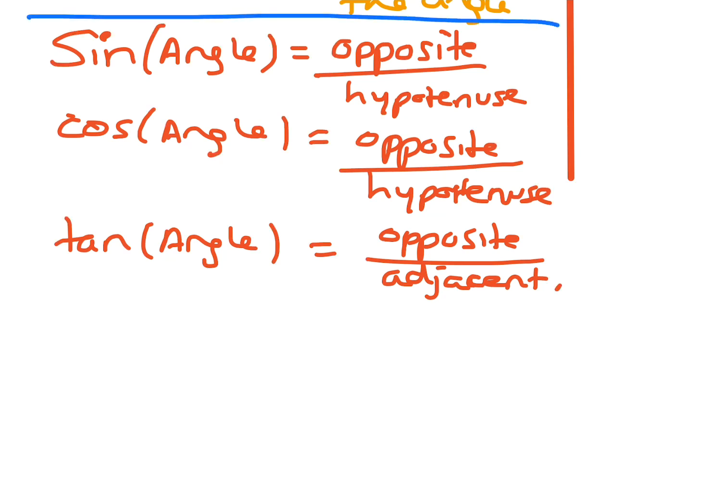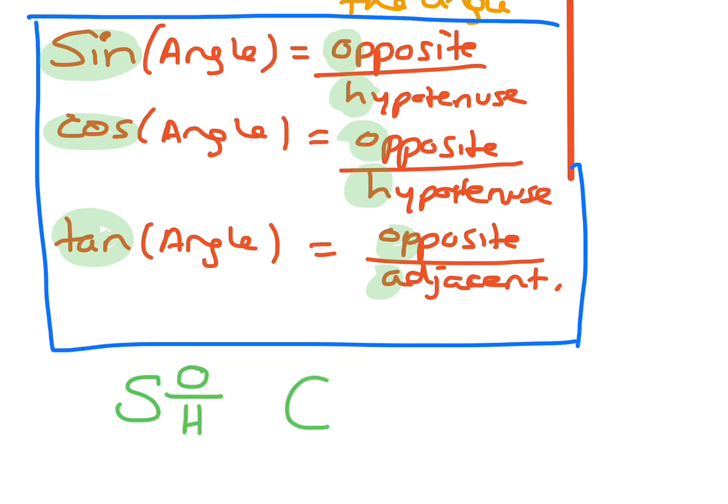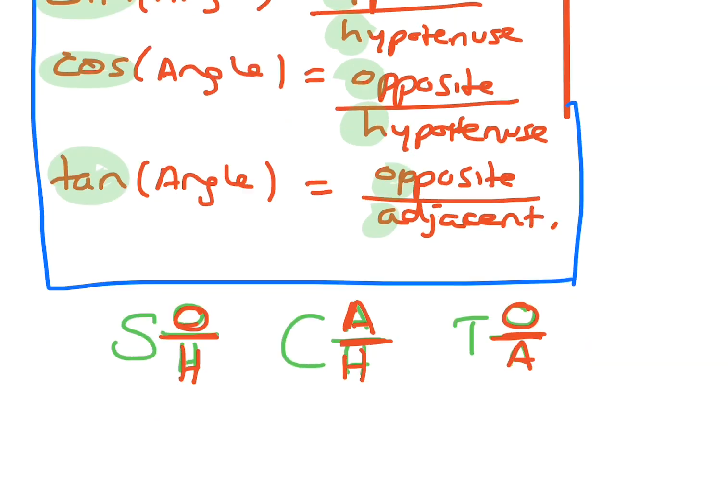So if we look at this here, and we just look at the letters that are in front. So sine is opposite on hypotenuse, cos is adjacent on hypotenuse, and tan is opposite on adjacent. So the actual ratios is SOH, CAH, TOA. Now I deliberately put them in the right order. So O, opposite, is always on top for the sine, adjacent is always on top for cos, and opposite is always on top for tan.